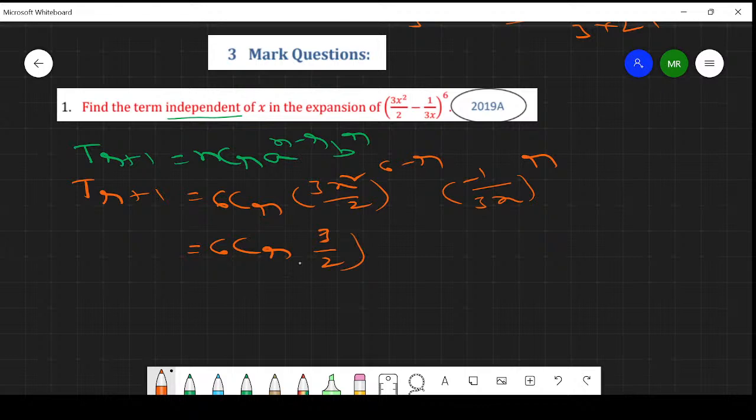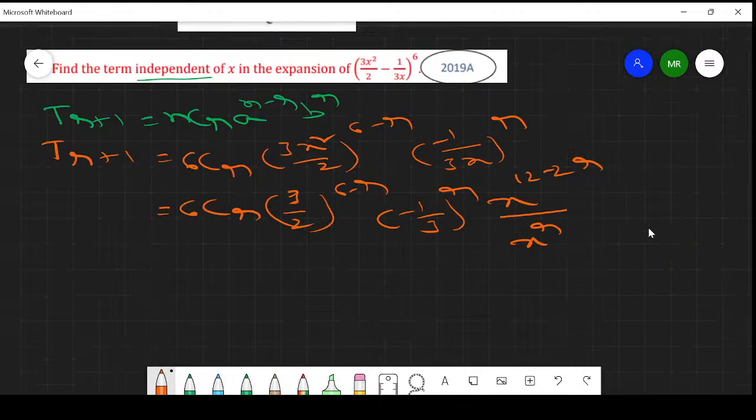So take (3/2)^(6−r) and (−1/3)^r. This is x power... You can check: multiply this 2 into (6−r), that is 12 minus 2r, divided by... Here you will get x^r. It comes like x^r.